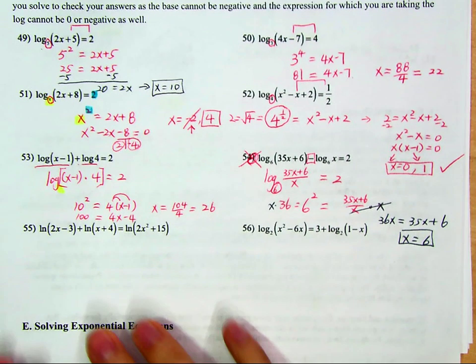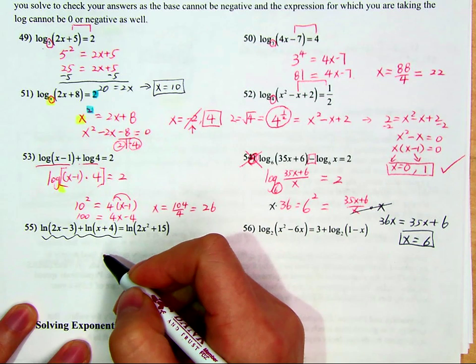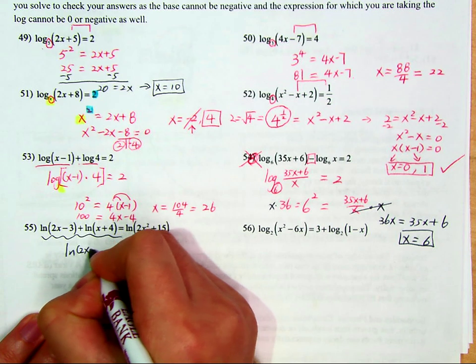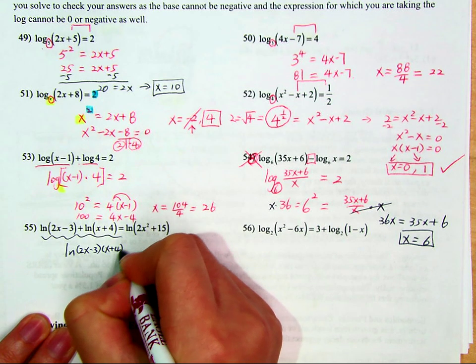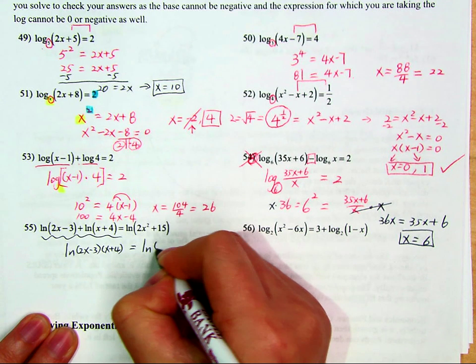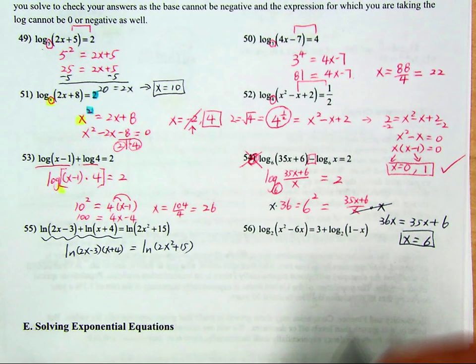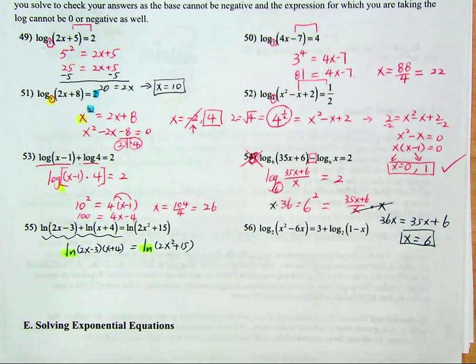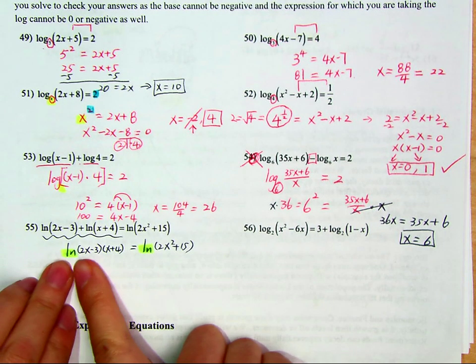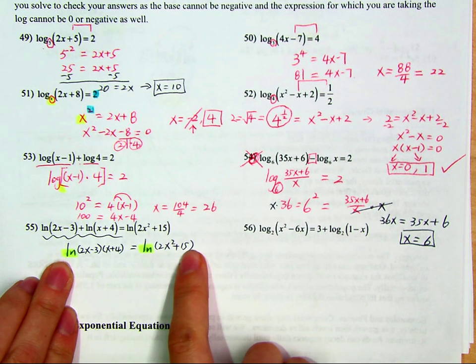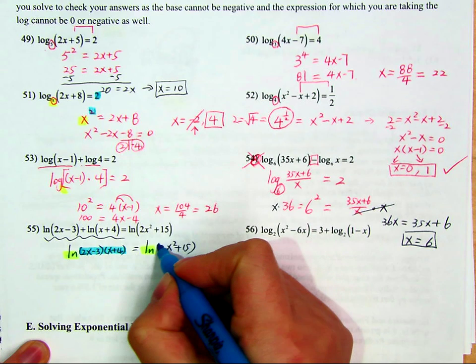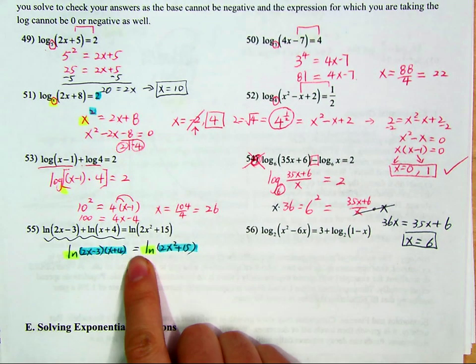And then for the 53, we have additions here, so we can do multiplication. We have a natural log of 2x minus 3 times x plus 4. And on the right side, keep natural log of 2x squared plus 15. This time, we don't need to convert the log function to an exponential function because we have a log on both sides of the equation. When natural log of something equals natural log of something, these 2 insides have to be equal to each other for this equation to be true.